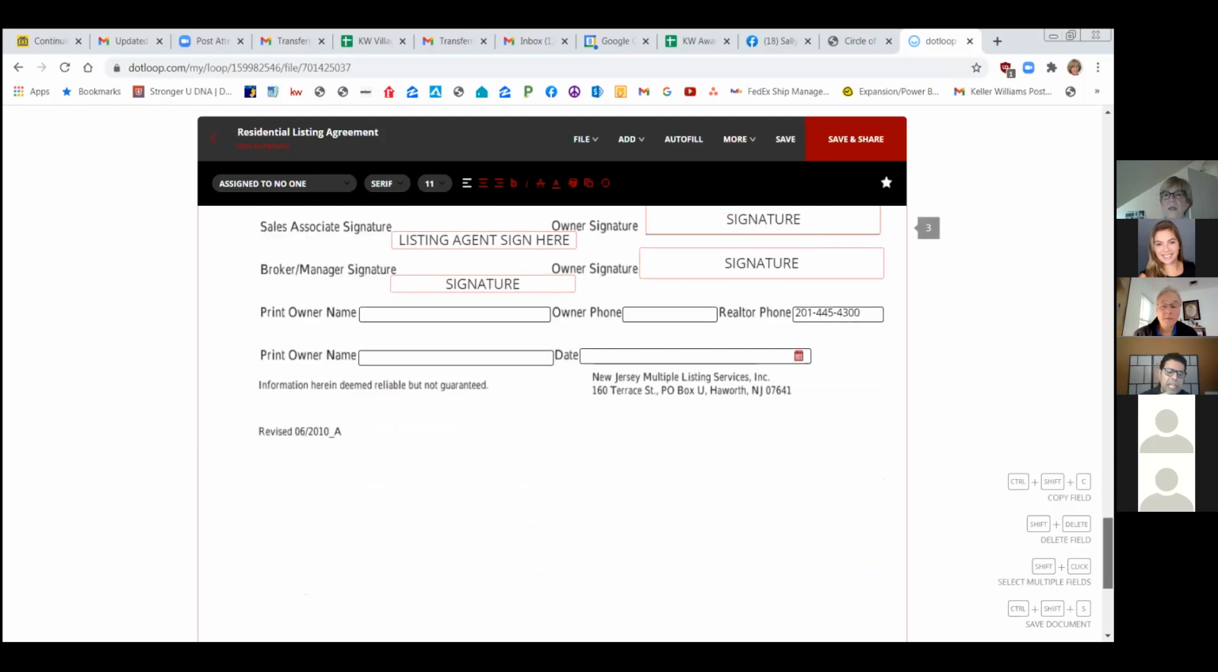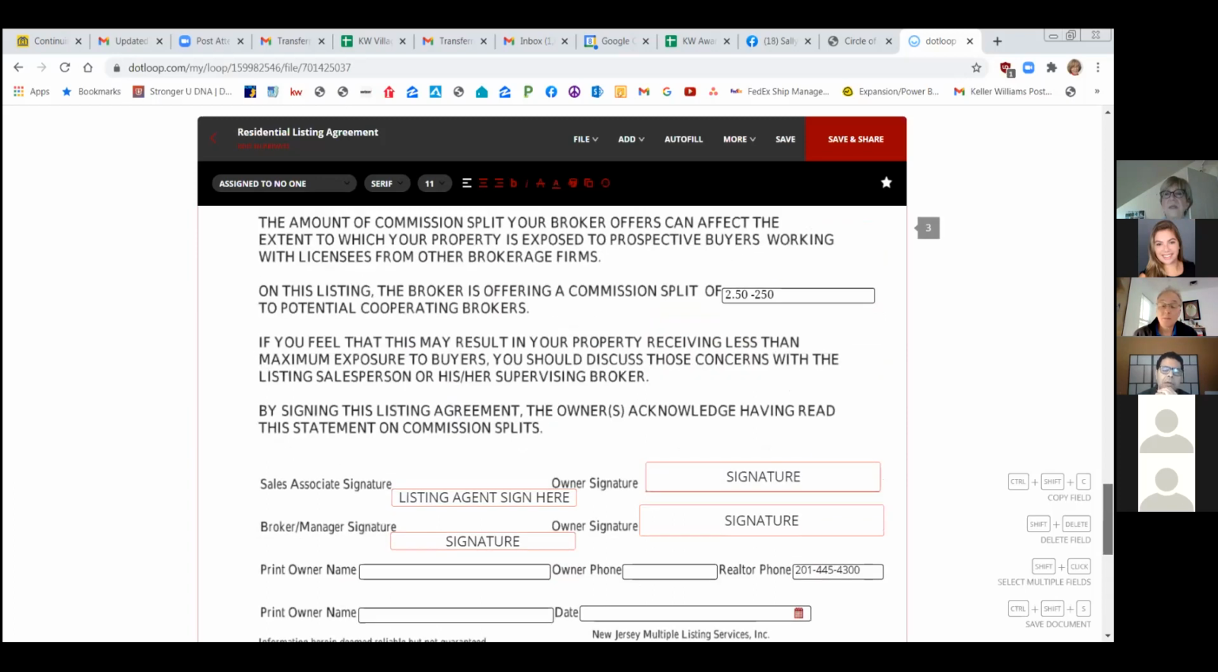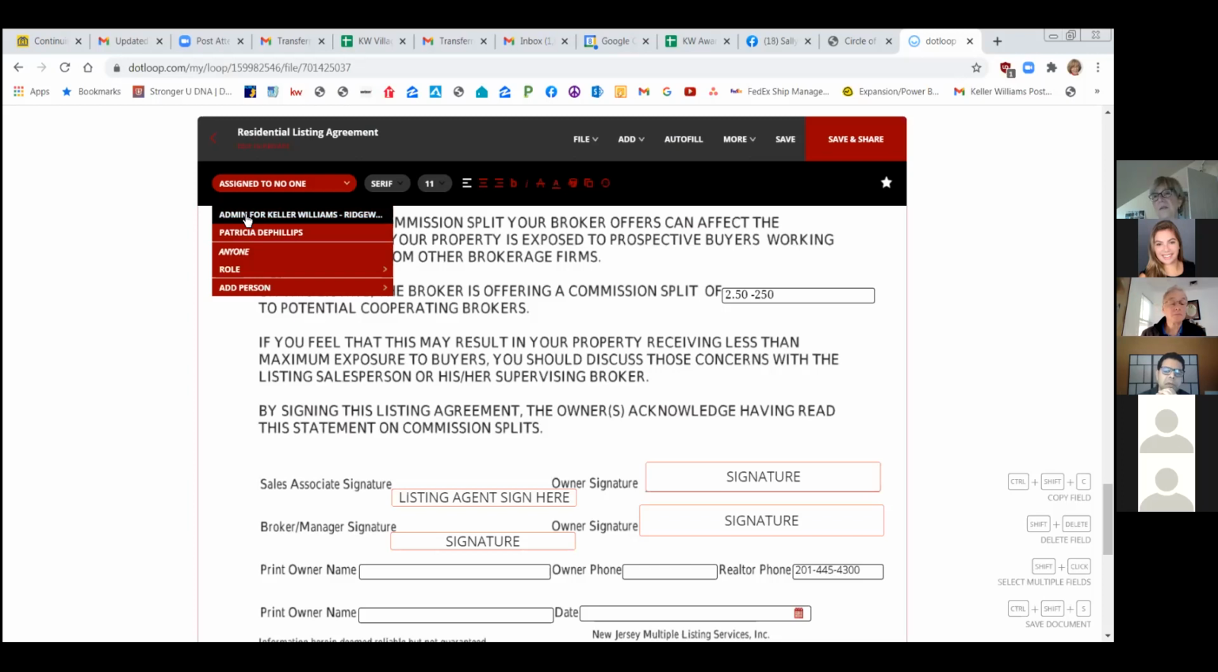Do we need to assign that, Pat? Yes, you're going to be assigning them, if you're doing it in Dotloop. But for the broker manager signature, does that have to be assigned, or is that automatic? It can be. Sometimes people say anyone can sign, but this is me, admin for Keller Williams Ridgewood. Anytime you're assigning to me, a lot of people want to assign it to my name. Don't do that.